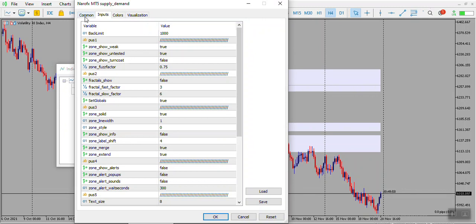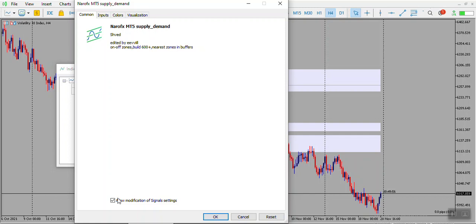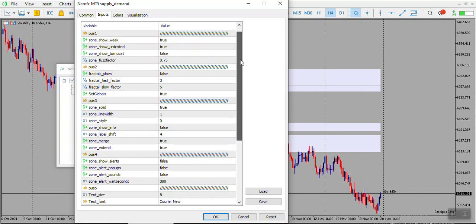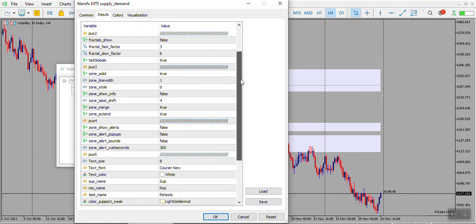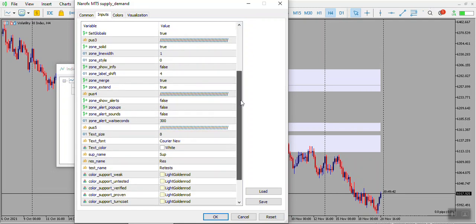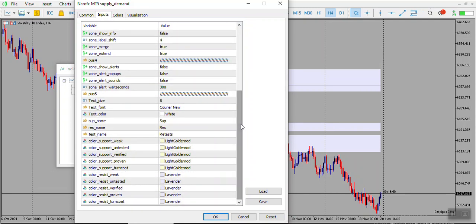So these are the settings. When you come to common, check this box, then go to input, then you follow the settings if you are going to be adding it manually. So those are the settings.